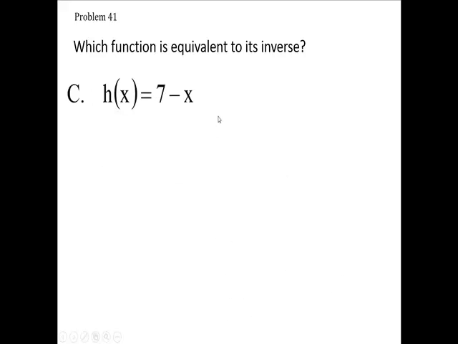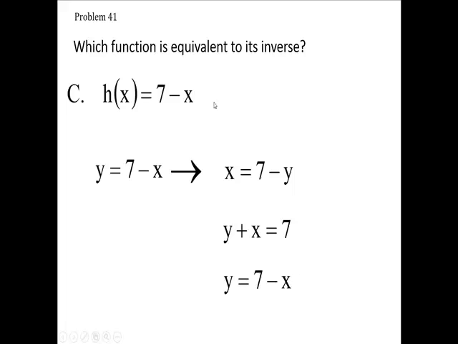Man, I wonder if any of these are going to work. Let's see if this one works. Put in y for this. Write the inverse. You're going to have x is 7 minus y, aren't you? Now move the y over here. In other words, add y to both sides. You're going to have y plus x, and the y is going to go away from this side. Now subtract x from both sides. In other words, x moves over here as a minus. Subtract x from this, it goes away. Well, this is the one that's equivalent to the inverse. This is h inverse of x is 7 minus x. So C is going to be your answer.